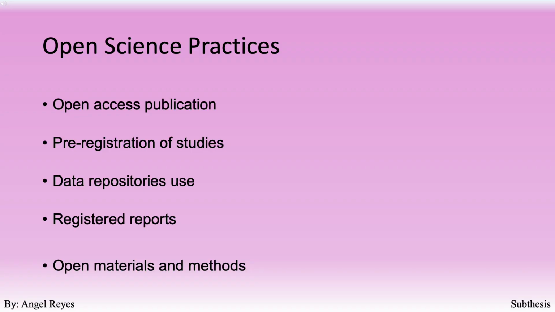Registered reports represent a publication format where peer review occurs before data collection based on the importance of the question and methodology, not results. Open materials and methods involve sharing detailed protocols, survey instruments, stimuli, and other resources needed to understand or replicate research. Together, these practices create transparency throughout the research process, shifting scientific culture from secrecy toward openness that enables broader scrutiny and collaboration, ultimately strengthening both scientific and public trust.